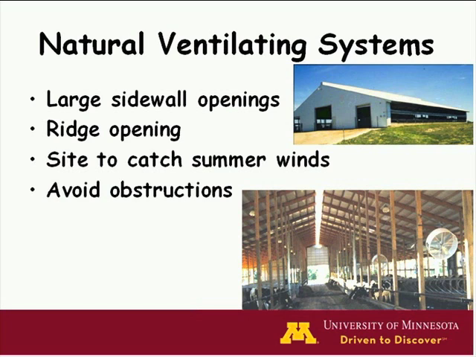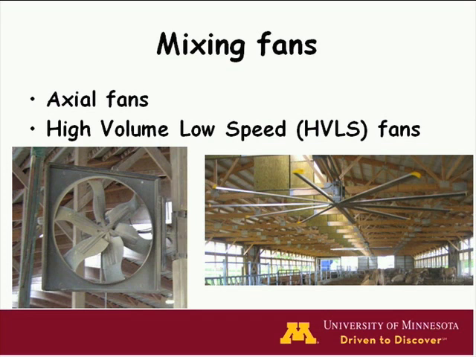With natural ventilation, we need to avoid obstructions, and those obstructions can be other naturally ventilated buildings nearby, the milking center, trees, any other kinds of things like this, and we need to avoid that to use that wind as effectively as we can. And we've seen now over the years that more naturally ventilated barns have put in mixing fans, and we see two kinds of things.